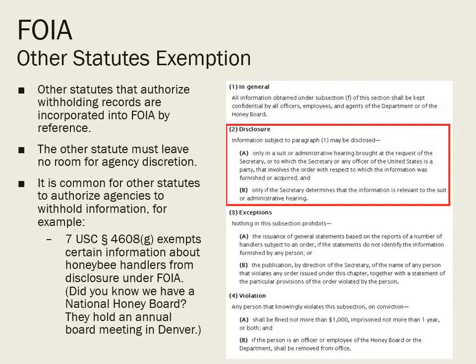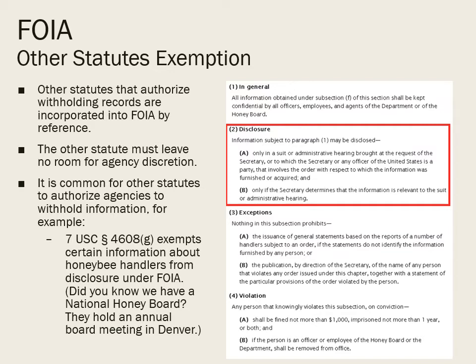There is an exemption for situations where another law prohibits disclosure under FOIA. So while FOIA presumes openness and disclosure, some statutes actually require that agencies withhold information. FOIA does not need to specify the names of those statutes. Basically, whenever another statute says, hey, government, you've got to withhold information, then it creates a FOIA exemption. So it's actually surprisingly common for statutes to require that agencies withhold some information.